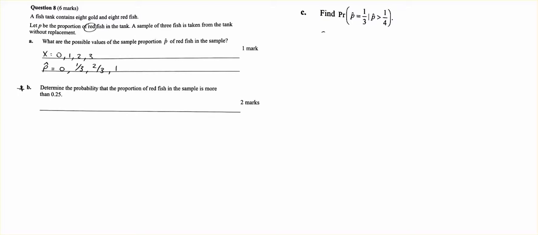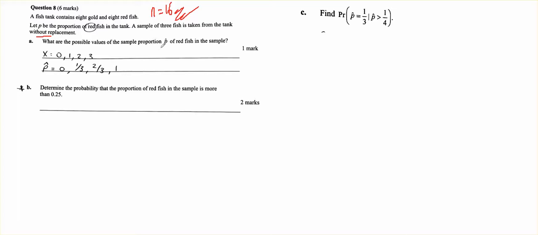This is about Year 12 methods. It's about sample statistics and working out probabilities. A fish tank contains 8 gold and 8 red fish. Since our sample size of n is only 16, it's not very big, so I've got to be careful. I've got to use binomial and I've got to use without replacement, so I'll need a tree diagram.